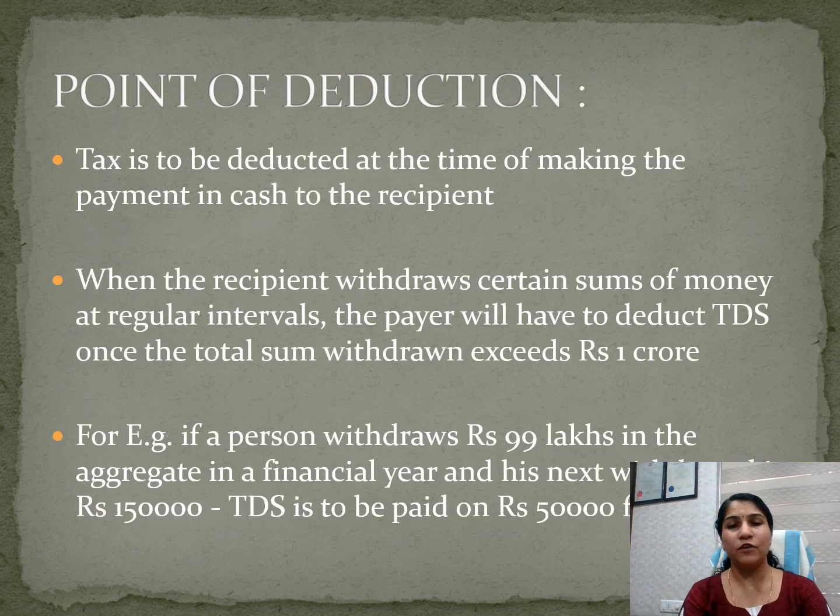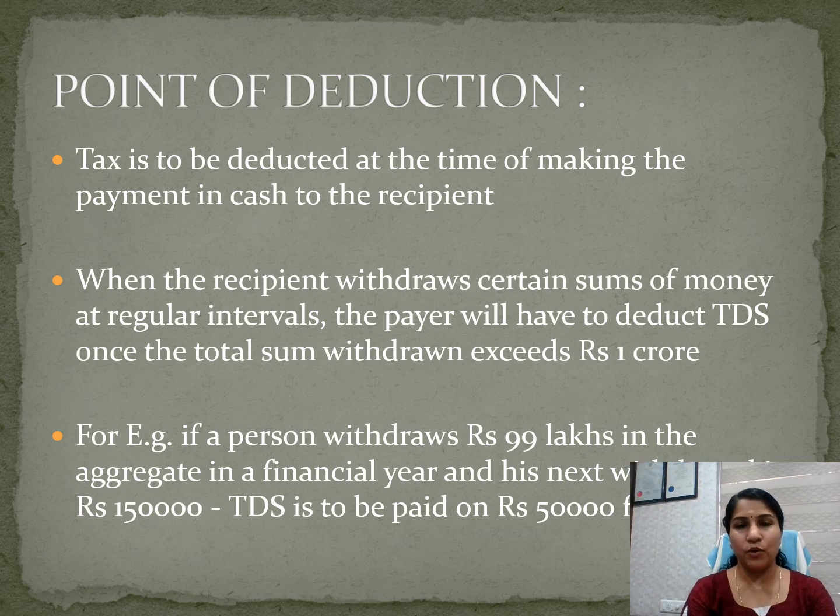What is the point of deduction of tax under Section 194N? Let's understand that. Tax is to be deducted at the time of making the payment in cash to the recipient. So whenever the cash payment is made to the recipient, at that point of time, tax has to be deducted. When the recipient withdraws certain sums of money at regular intervals, the payer will have to deduct TDS once the total sum withdrawn exceeds rupees 1 crore. That is, whenever the withdrawals are exceeding rupees 1 crore, the TDS has to be made by the payer.